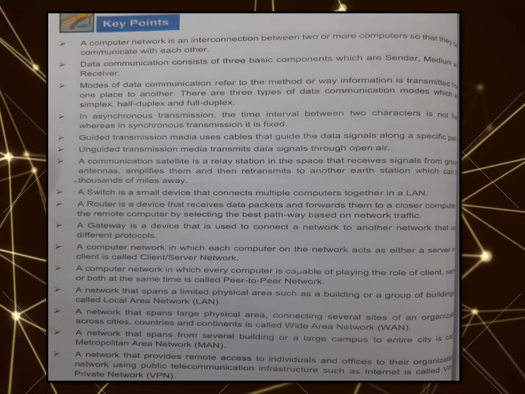So unguided means wireless communication. And dear students, in the next lecture and in the next chapter, we will discuss wireless media in detail. Then we discussed that a communication satellite is a relay station in space that receives signals from ground antennas, amplifies them, and then retransmits them to another earth station, which can be thousands of miles away.